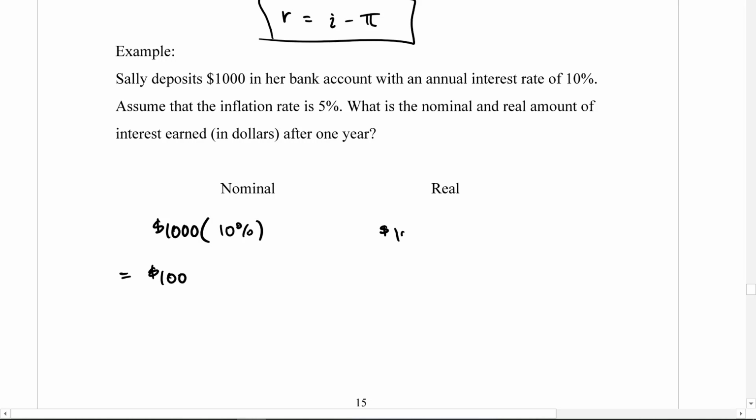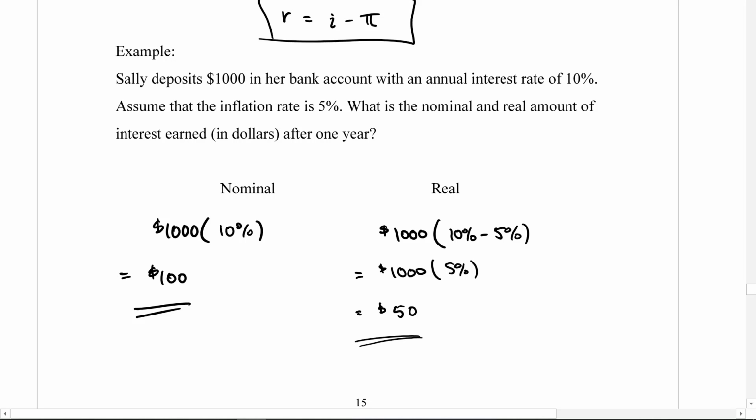The real rate, you take the $1,000 and you have to take the nominal rate minus inflation. So that's going to give us a real return of 5%. So $50. Okay, and so in these two ways, you actually end up making $100, but we can think about the inflation and the interest rates as the real increase in purchasing power. So yes, you made $100, but because inflation has been 5% over the last year, your $100 can only buy you what you could have bought with $50 last year.